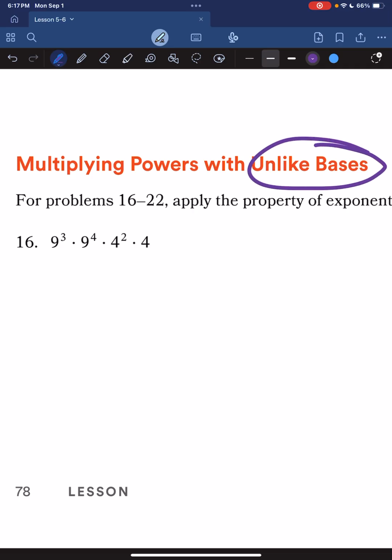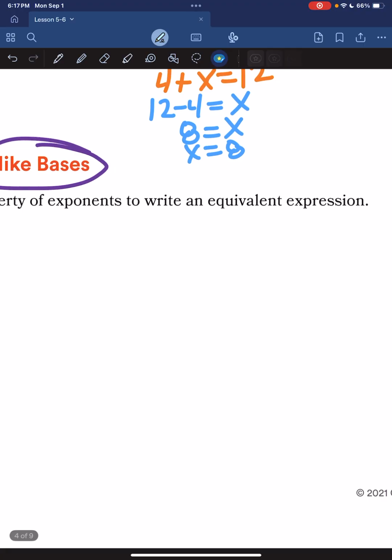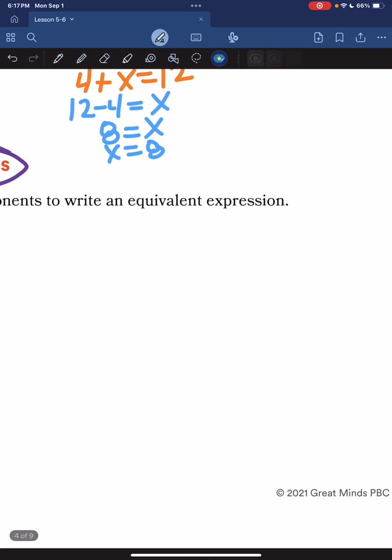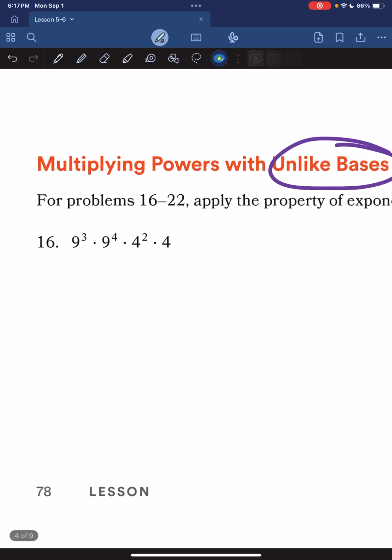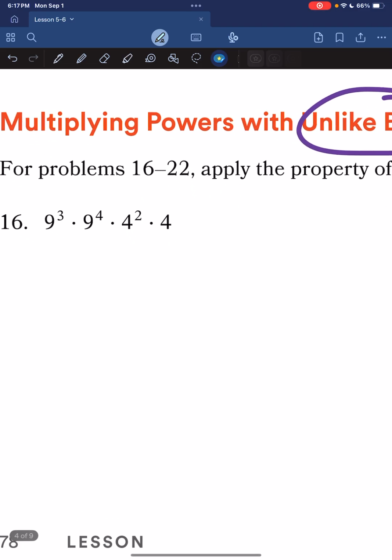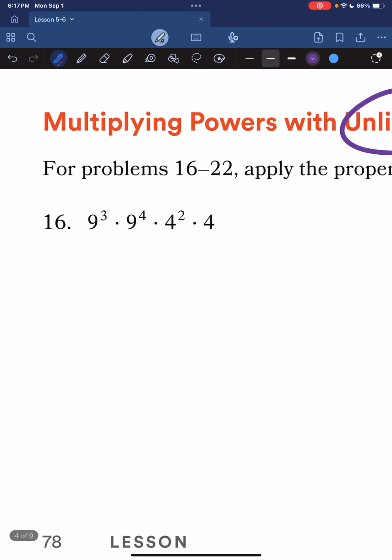So if you look, it says on problem 16 through 22, we're going to apply the property of exponents to write an equivalent expression. So we're doing the exact same thing we were before. But now we just don't have like bases. So let's take a look at number 16. When you don't have like bases, you're just simply not going to put like bases together. So I'm going to do this in 2 separate colors. I encourage you to do the same. Maybe use your pen that I gave you that's got the different colors on it.